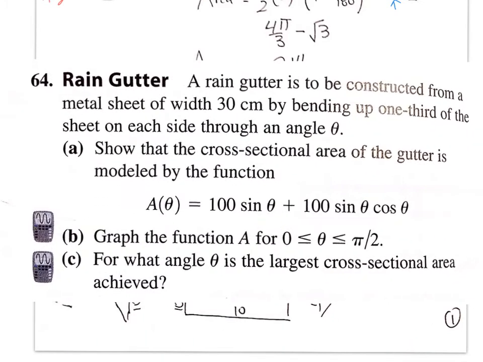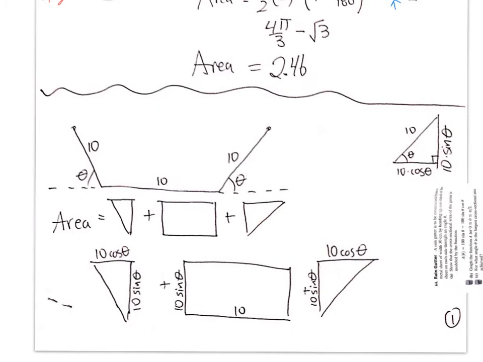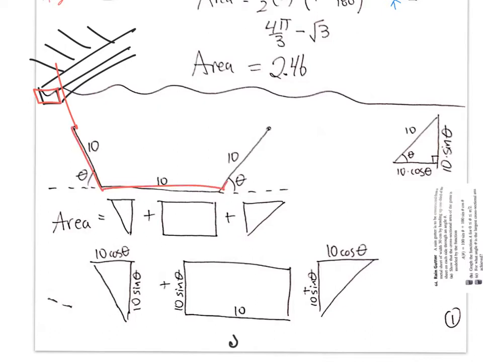So what are we supposed to do? First, show that this basically means derive, alright? Show that the cross-sectional area of the gutter is modeled by the function so-and-so. So, show, meaning, cross-sectional area. Here's a 3D view of the rain gutter. Alright, like that. Here's your house. By cross-sectional area, we mean if we were to just chop it like this, we'd be looking at this, the cross-sectional area. So this right here, this is our cross-sectional area.